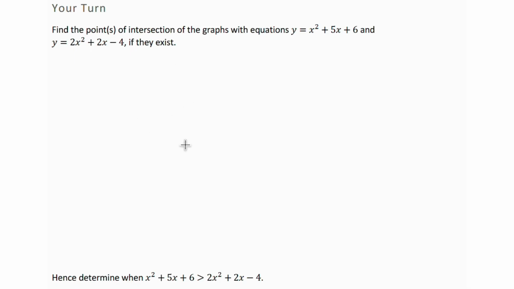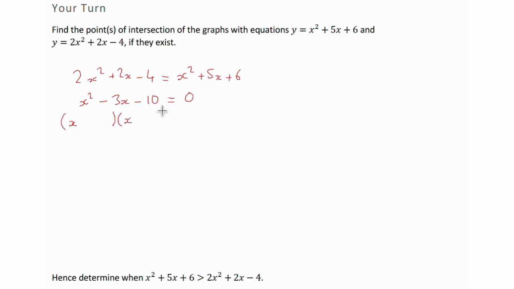Let's work out solving the equations first, and then we'll come back and think about what these look like. So how are we going to solve this algebraically? Well, we're looking for the point where these two functions are equal, so we're going to put them equal to each other. 2x squared plus 2x minus 4 is equal to x squared plus 5x plus 6. This is a quadratic equation, rearrange so it's equal to 0. x squared minus 3x minus 10 is equal to 0.